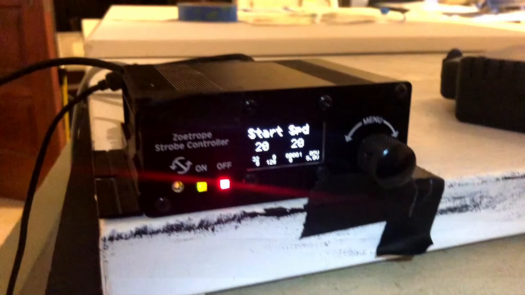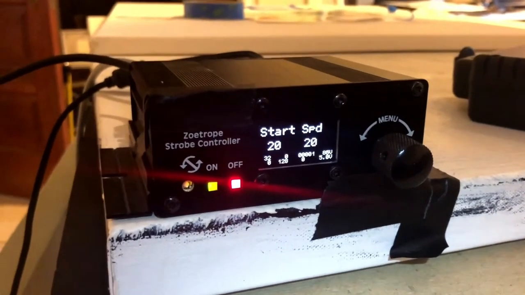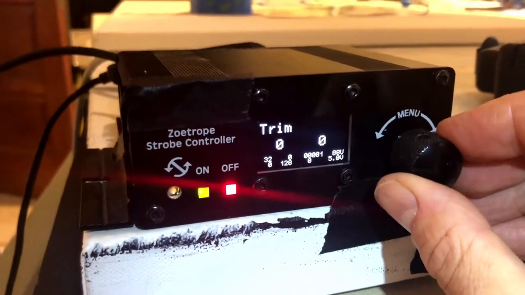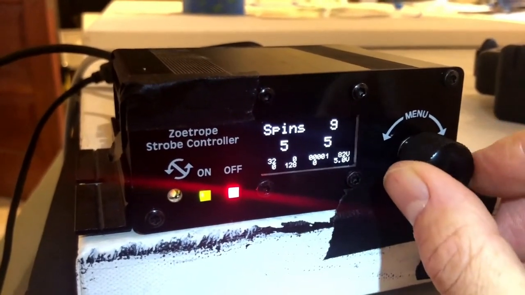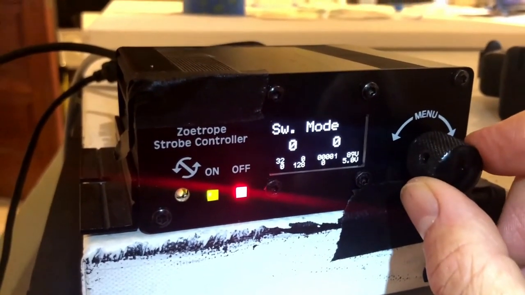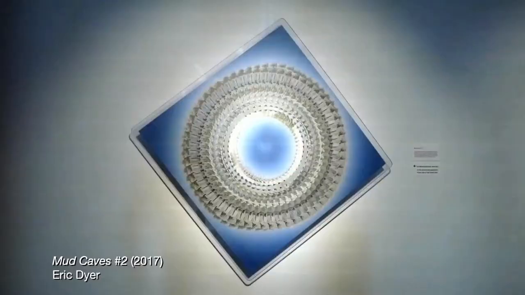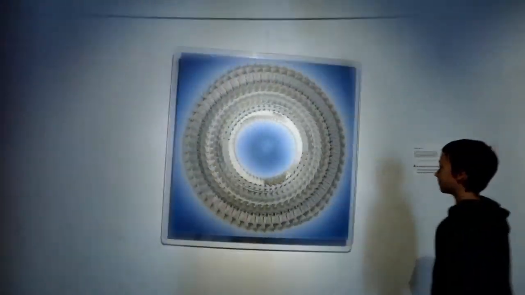I developed with engineers this control system for these works that has a lot of different options that I can play with, including varying the number of rates and what happens when you spin the work clockwise or counterclockwise. So I have a few creative possibilities within this microcomputer that we engineered. One example of that is Mud Caves number 2, which is my version of the Western landscape panorama. Instead of seeing an overall panoramic image, through motion, we see multiple perspectives on the forms within a single landscape. Each of these rings of forms has a different number of images, so there's an overall parallax effect, and the rate of the strobe changes over time, so different rings are in register at different times.